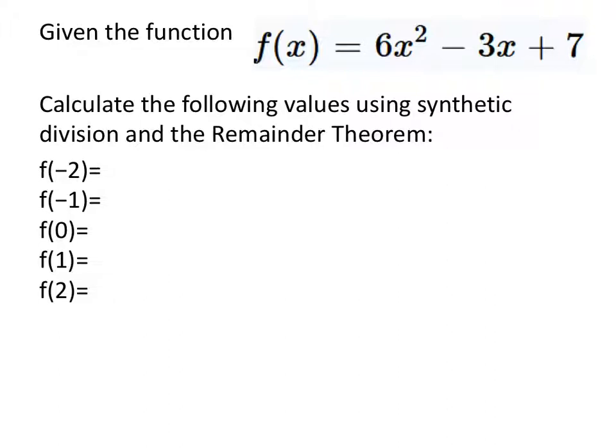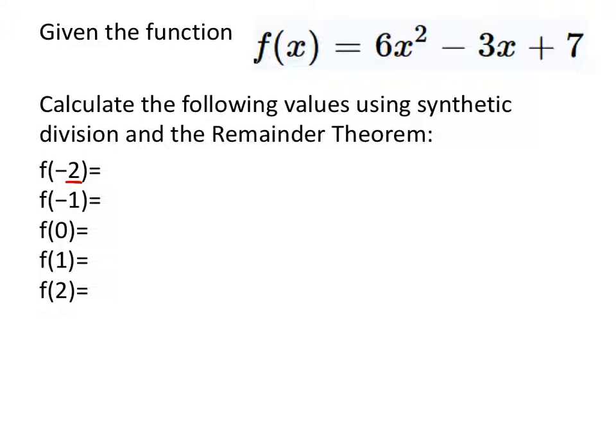So given this function, f of x equals 6x squared minus 3x plus 7, calculate the following using synthetic division. Whatever the synthetic division gives us as the remainder is the answer in that case. So part of this is knowing what we are actually dividing by. This is giving us the c value of that first one. We just have to do it 5 times.